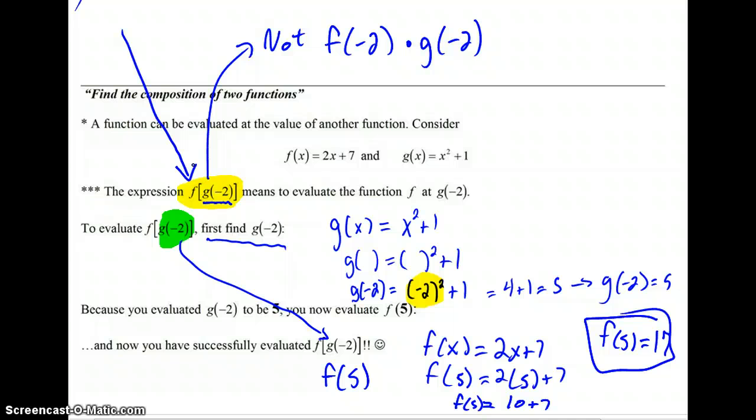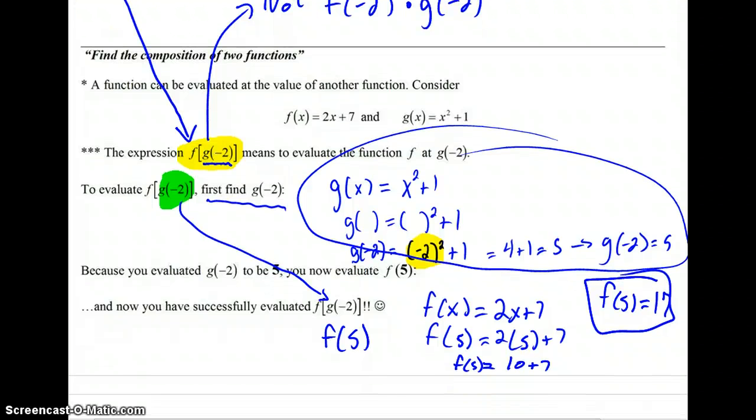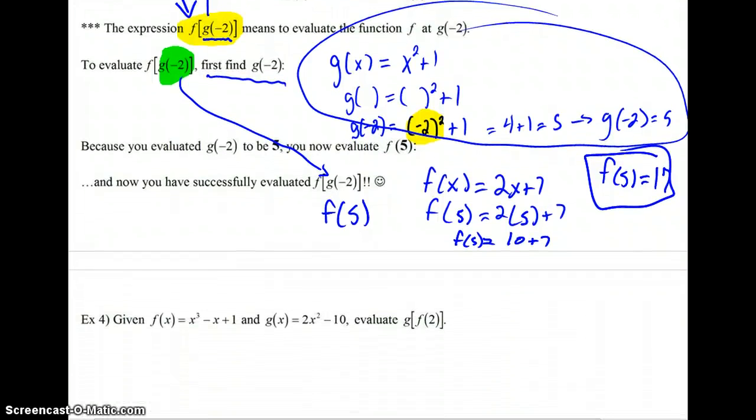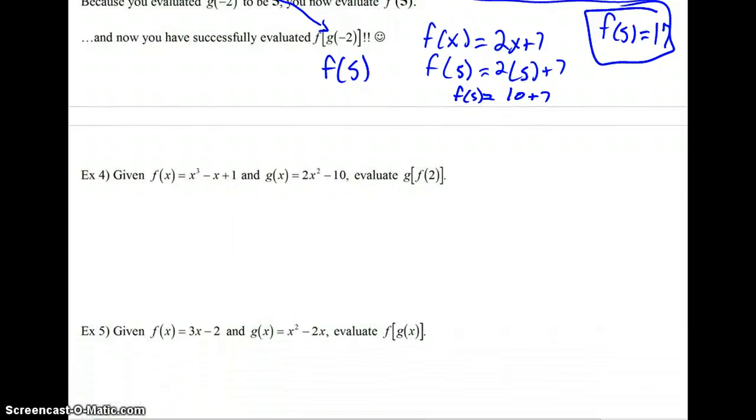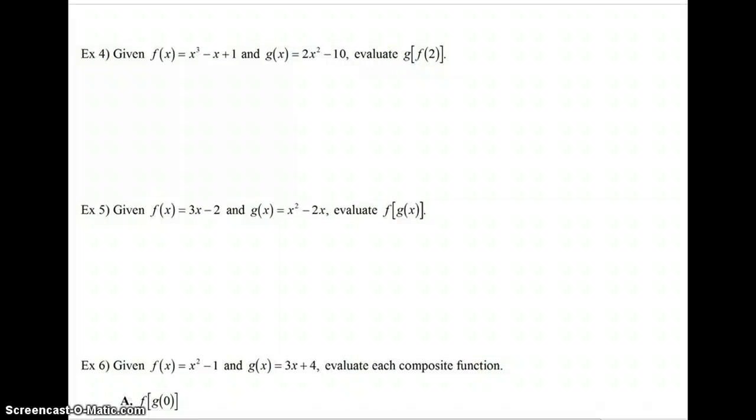We did that off to the side here in the mid part, and we saw very quickly that g of negative 2 was 5. Well, then we said, that inside part, g of negative 2, is really 5. 5 is the number we're going to be substituting into f. We did that at the very bottom of the screen to get 17. So let's continue on with this and see if we could do a few problems very quickly. Let's take a look at page 2.